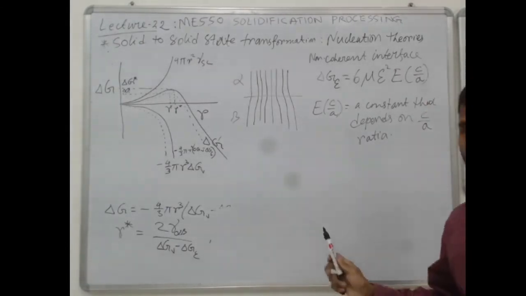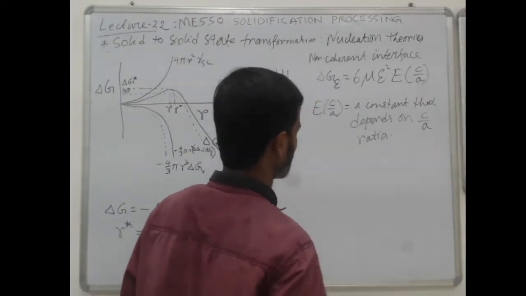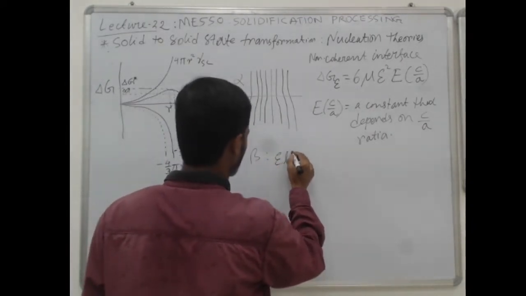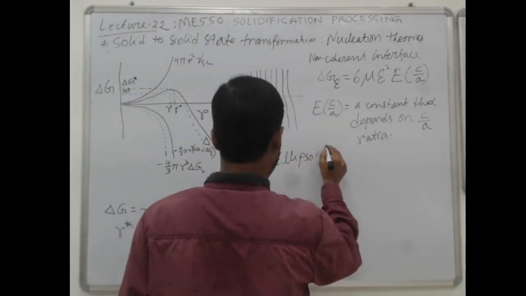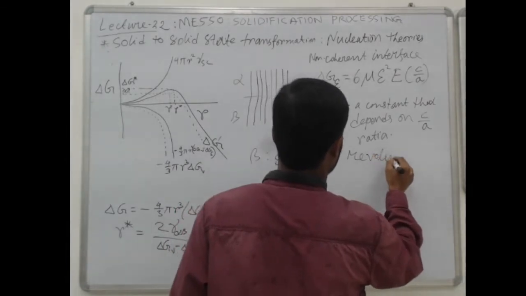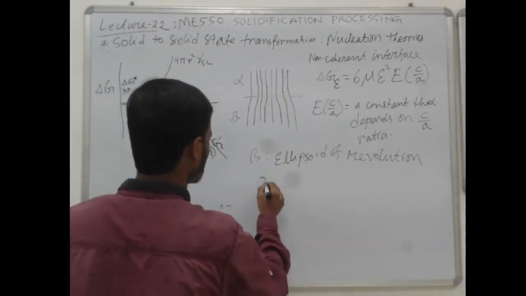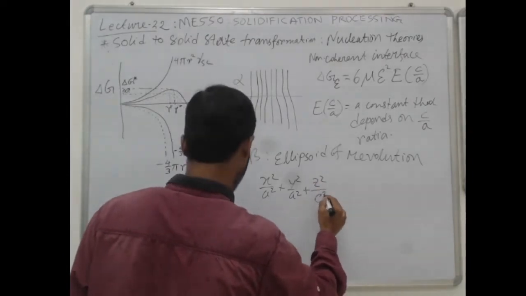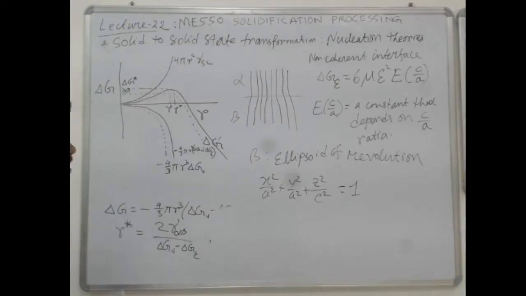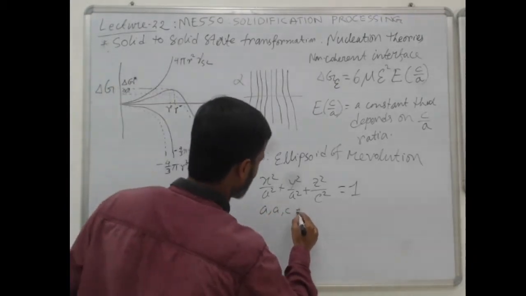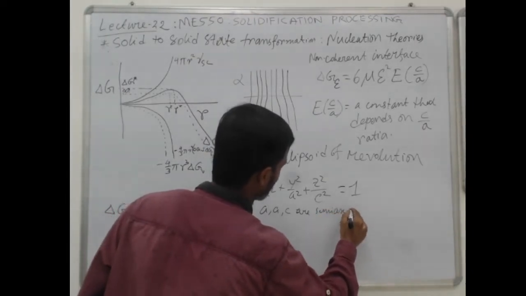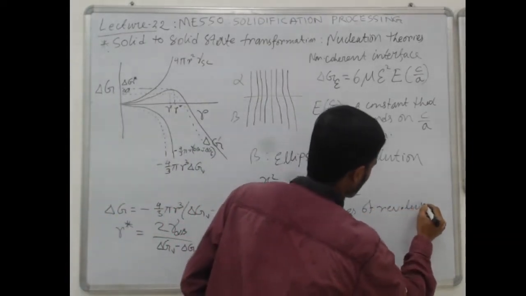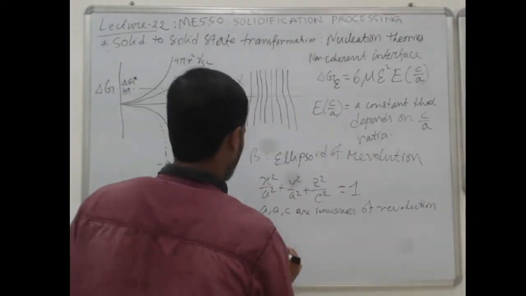So what this author did, Carter and his colleague, they consider the beta phase to be a 3D ellipsoid of revolution, which is given by x square by a square plus y square by a square plus z square by c square, and a and c are the semi-axes of revolution.